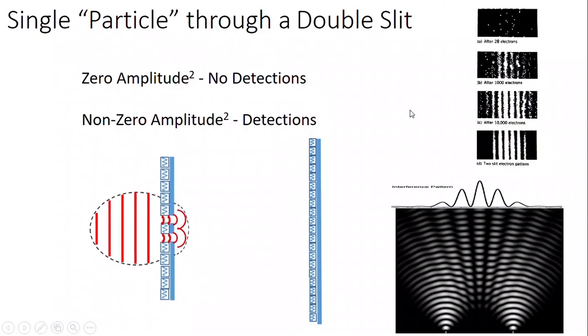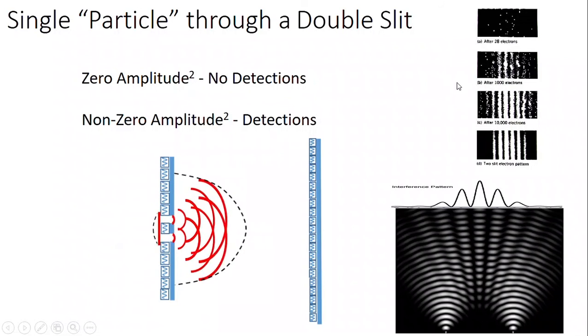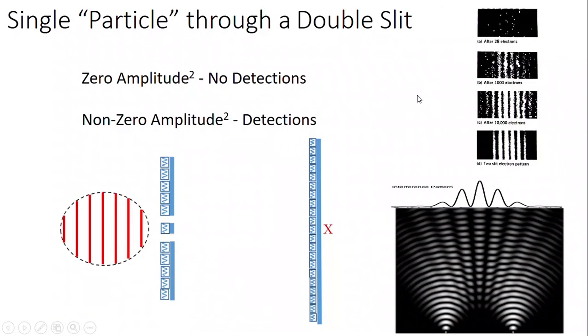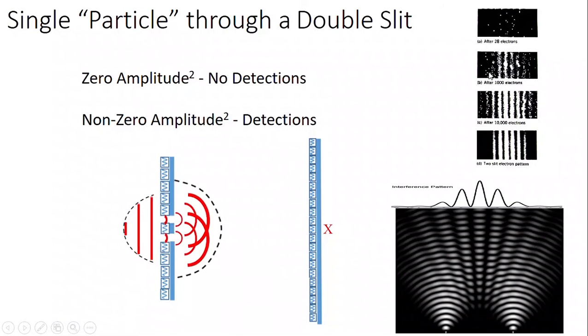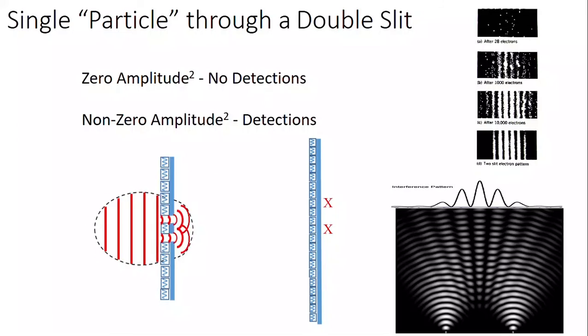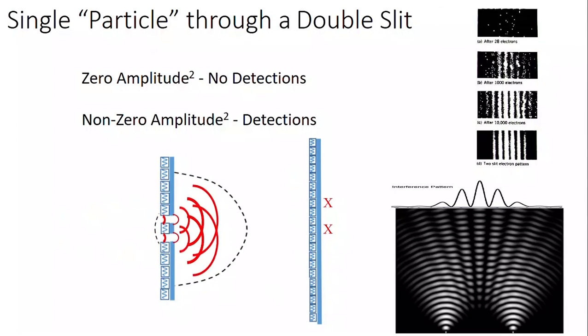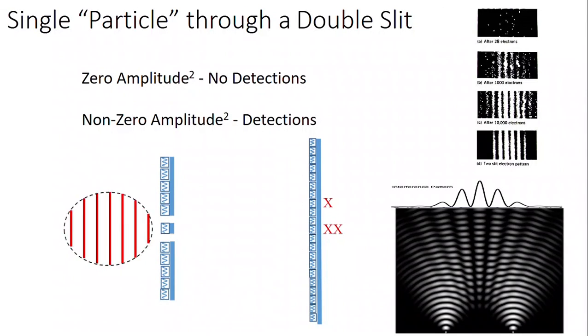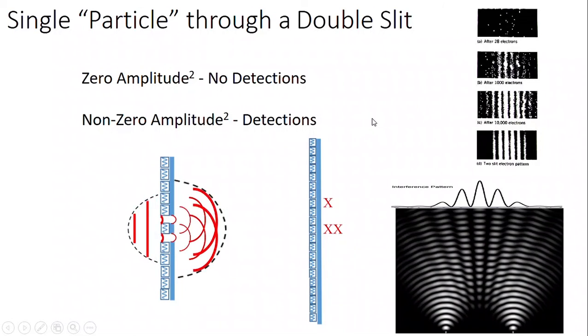So if you send them through at a rate of just a few every second, it'll take a while until you can see this pattern. But if you send many through per second, you can see this pattern accumulate much quicker. And if you have a laser beam with many photons, this pattern should be visible to the naked eye.